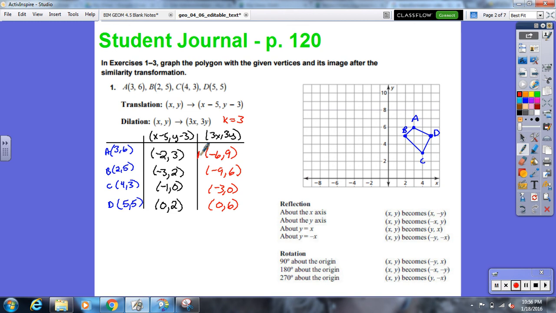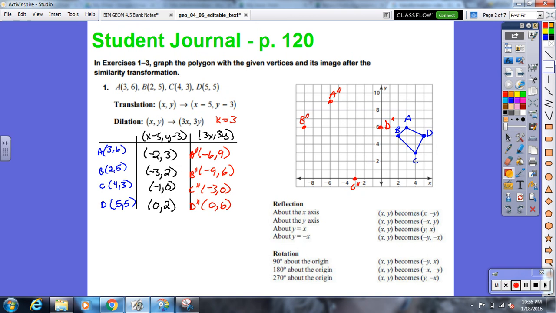So now let's go ahead and graph these points. This is A double prime, B double prime, C double prime, and D double prime. If we start with negative 6, 9, we just come straight over here. Negative 6, 9 is right here. So this is A double prime. Negative 9, 6 is B double prime. Negative 3, 0 is C double prime. And 0, 6 is D double prime. Then use a straight edge so that you can get some better lines and connect your dots. And you have a figure.